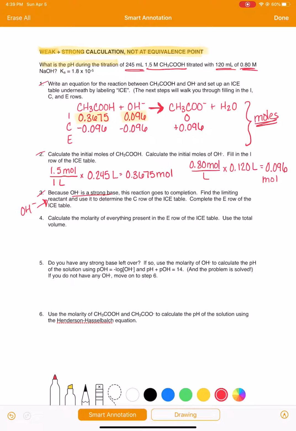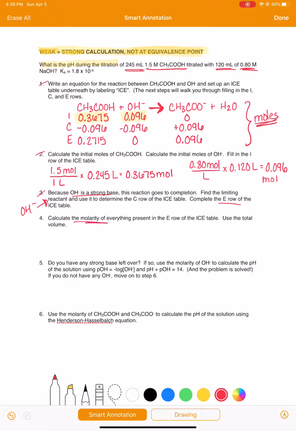And step 3 is done. Oh, and also we have to calculate the E. So we'll just do the math in every single column. 0.3675 minus 0.096. At the end, we have 0.2715 moles of acetic acid. We have 0 right here. And we have 0.096 moles of acetate, CH3COO-. So now, this is where the problem is going to get a lot easier.